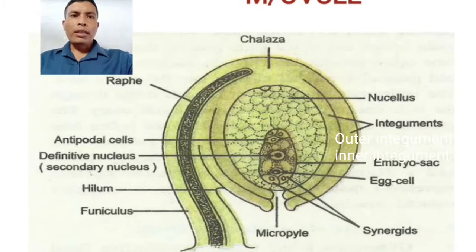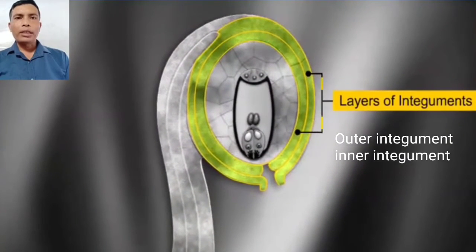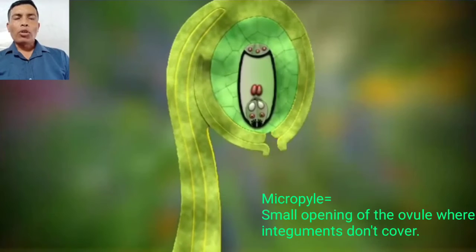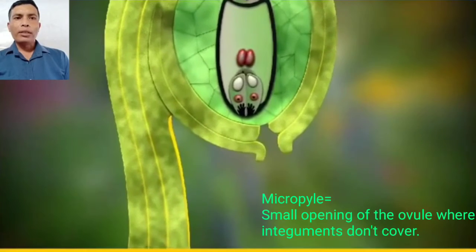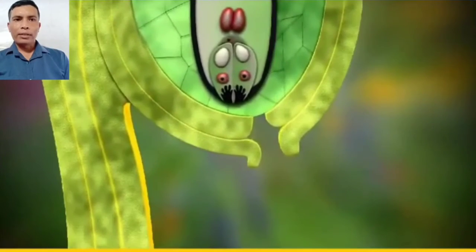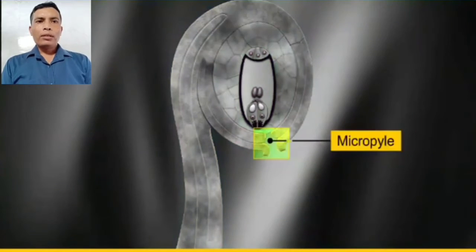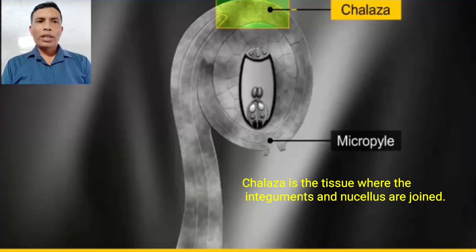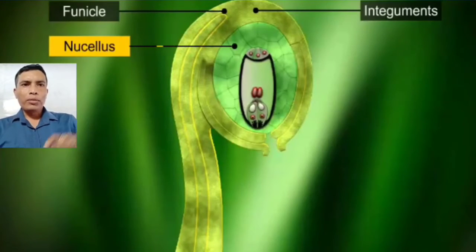Ovule has outer walls known as integuments, outer integument and inner integument, except one part of the ovule that is called the micropyle. Micropyle is the region of the ovule where integuments are not covering. This part is the micropyle. The opposite thickening part is called the chalaza. It is an anatropous type of ovule.